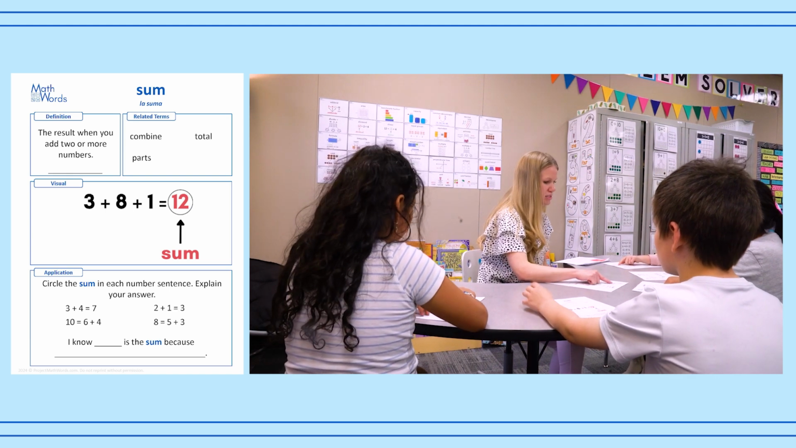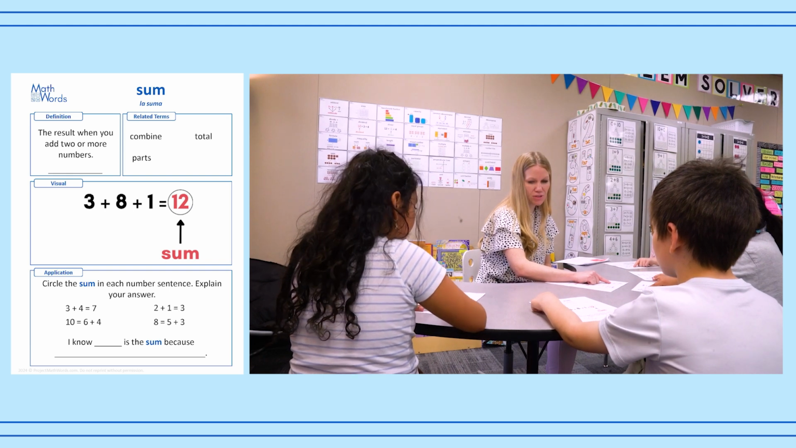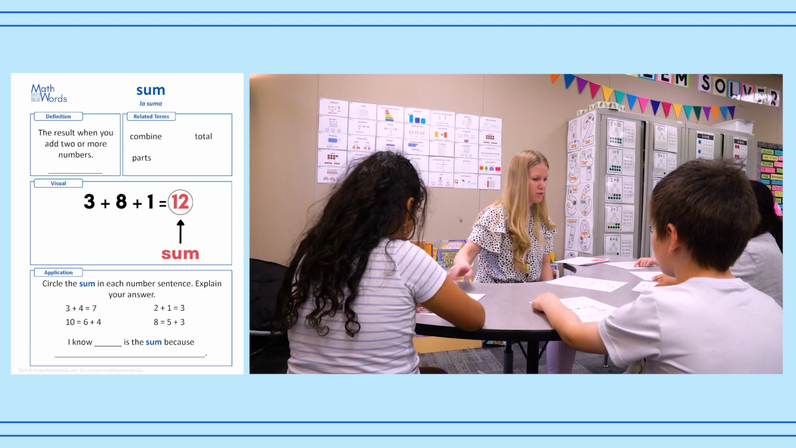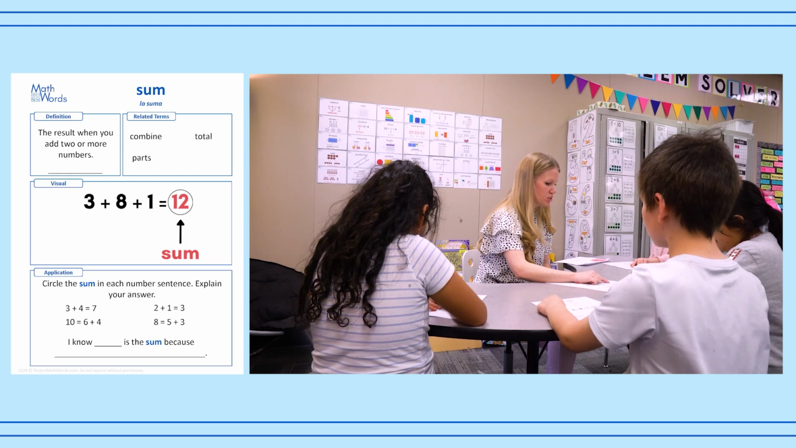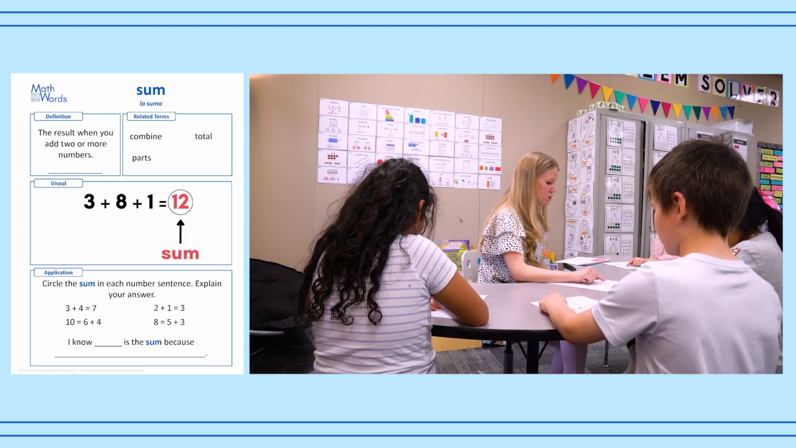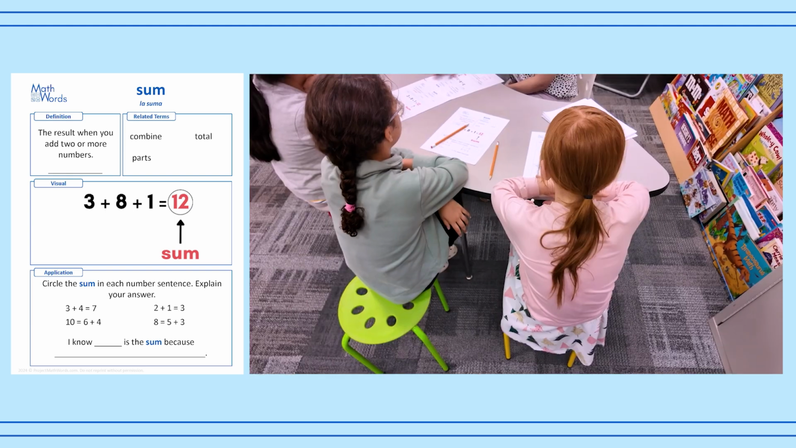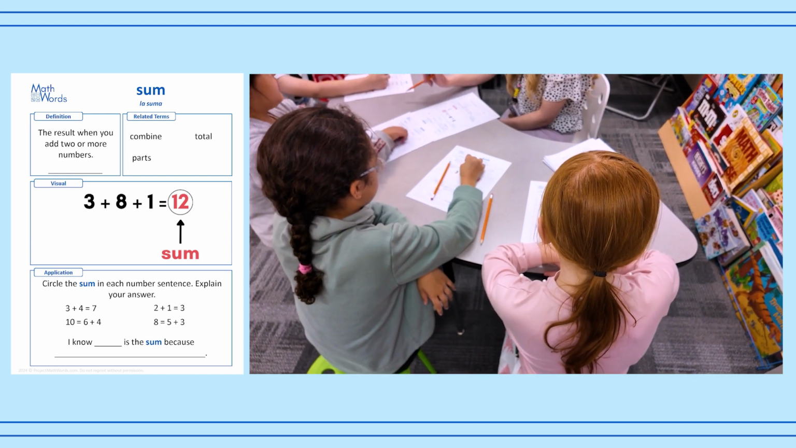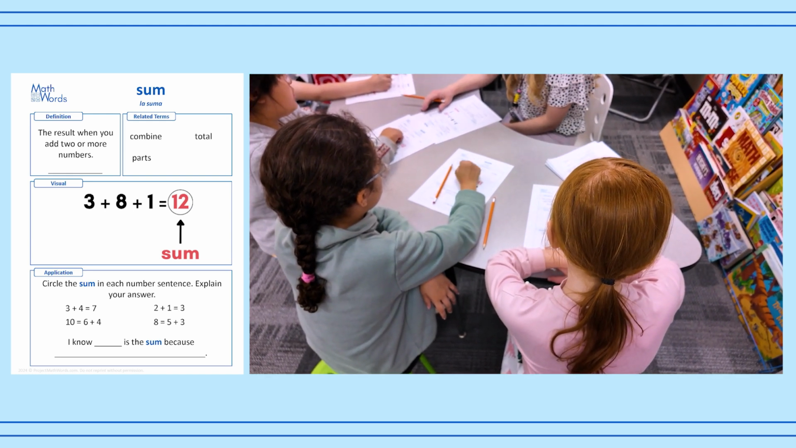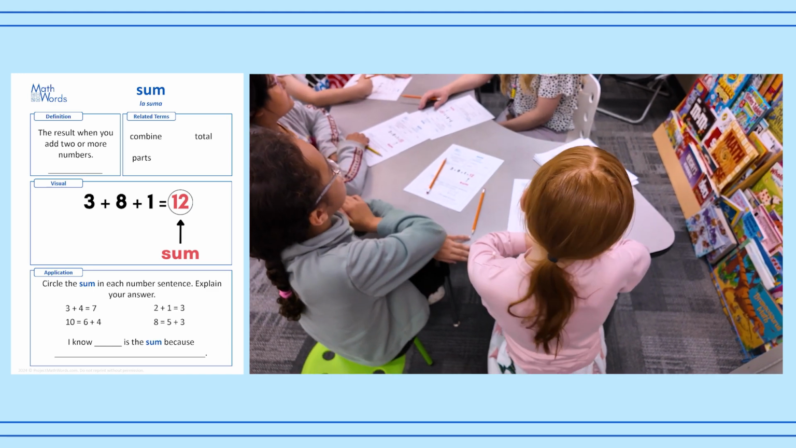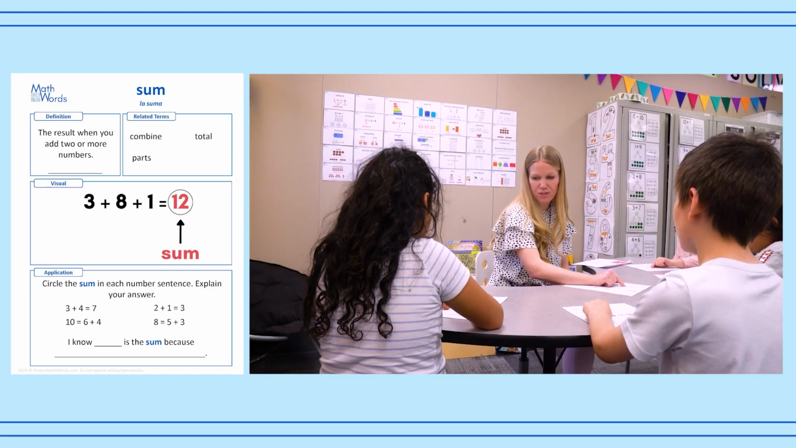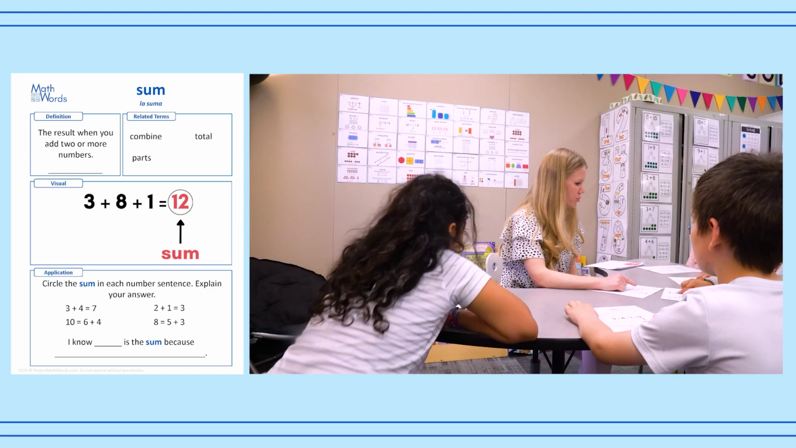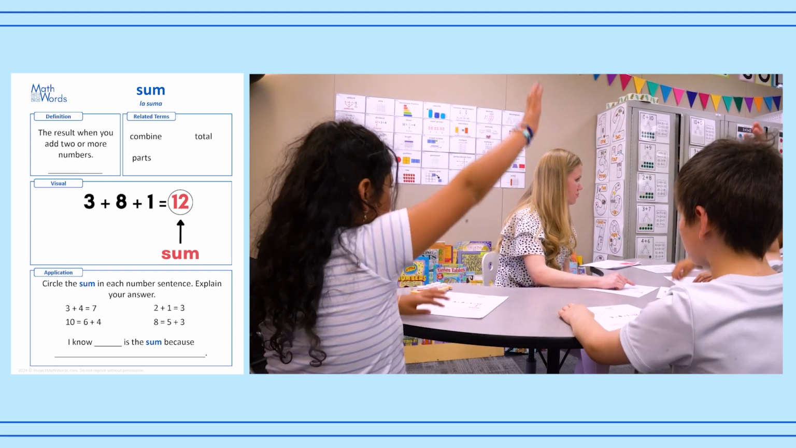So point to the box that says definition. I'm going to read it the first time, but I want you to follow along with me. The definition of sum is the result when you add two or more numbers. Let's read it together. Good job. The sum is the result when you add two or more numbers. Great job. What are some important words in that definition?